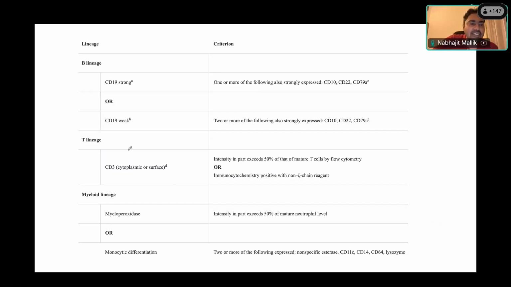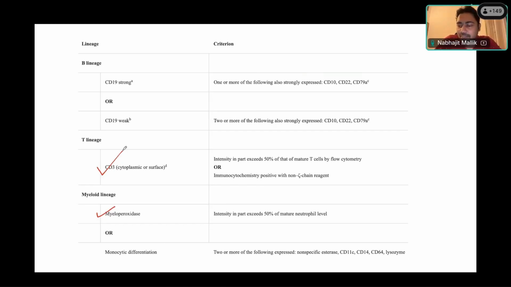Specific for T is cytoplasmic or surface CD3. Cytoplasmic is much more common. Surface CD3 coming positive in an acute leukemia, T-ALL, is not very common. It's pretty rare, but cytoplasmic CD3 will definitely come. CD19 strong with CD10, CD20 or CD79a will make it a B lineage, but we did not have CD19 positivity, and MPO positivity is there, so a myeloid lineage is there. So we have myeloid lineage and we have T lineage, so it becomes the mixed phenotype acute leukemia, T myeloid.